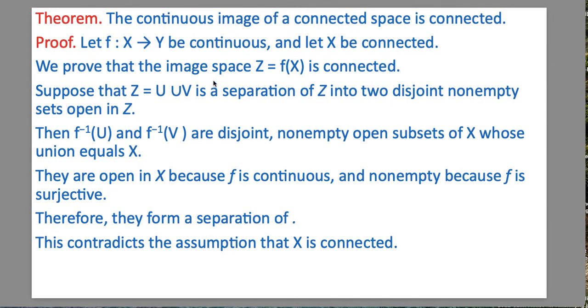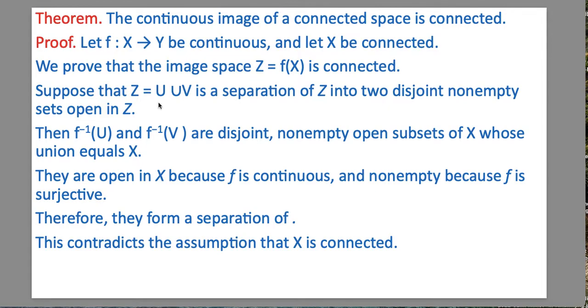Now one more theorem: the continuous image of a connected space is connected. Suppose f is a mapping from X to Y and we assume that f is continuous and we also assume that X is connected. Now we prove that the image space Z equal to f(X) is connected.